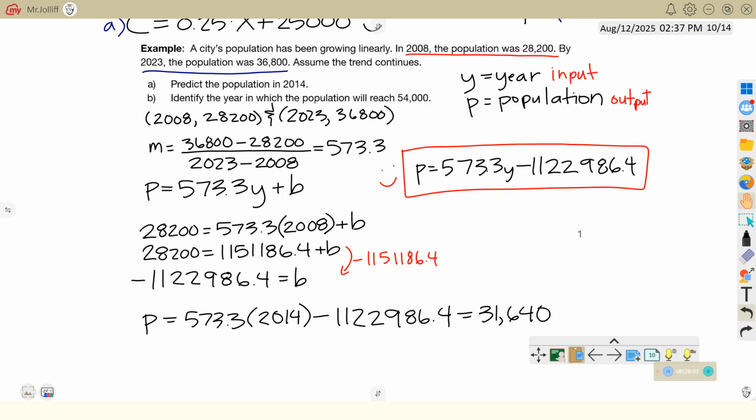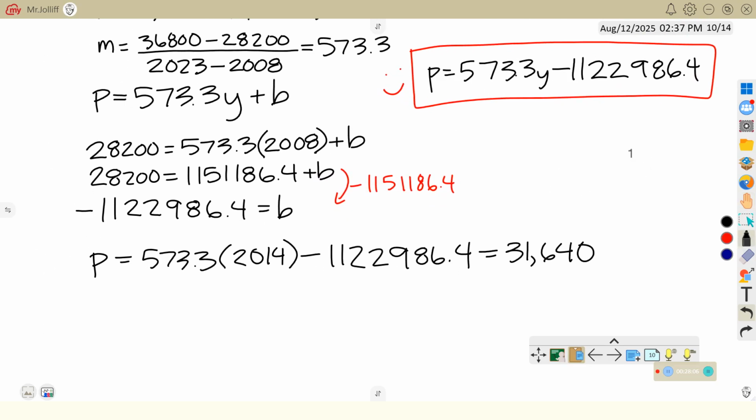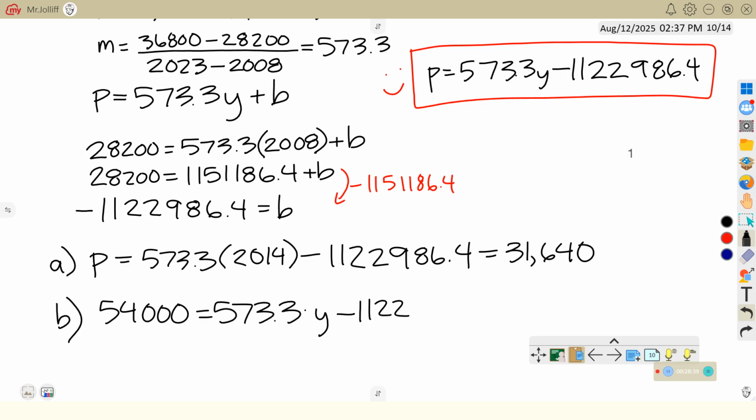Good. Yay. Okay. Now for B, we did A. What does B ask us to do? Very good. What year will result in a population of 54,000? They're giving us P. They want a y that goes with it. Same process, but now I'm not plugging in for y, I'm plugging in for P. Yeah. 54,000 equals 573.3 times y minus 1,122,986.4.